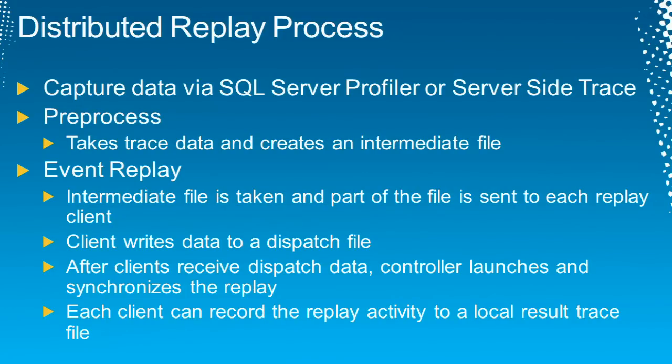The question was, when it creates the intermediate file, what kind of file is that? That's just an internal binary file. You can't do anything with it. It takes your traditional trace file and turns it into whatever format the replay process is expecting. I'm not sure what it actually does. I didn't look at the file. It's got some funky file extension, so I'm not really sure what it is.